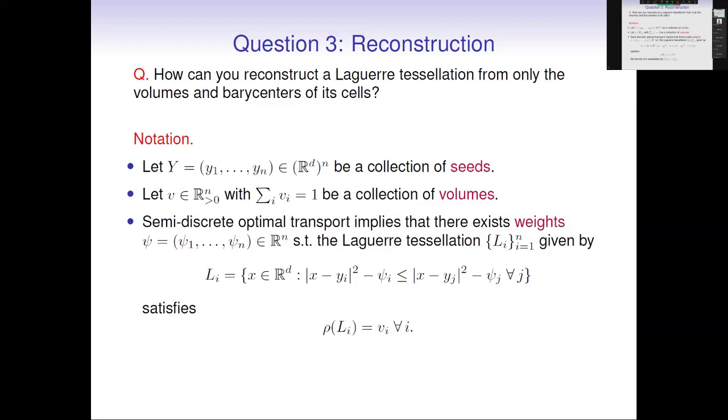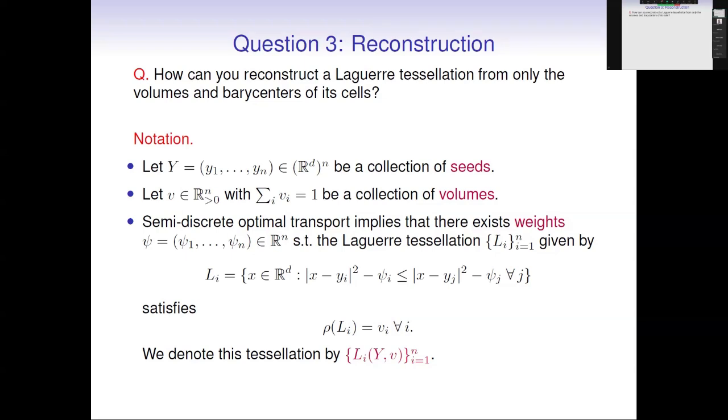So, I'm going to denote, just for the next slide, L_i(Y, v) the Laguerre tessellation. So L_i is the ith cell in the Laguerre tessellation, where the seeds are Y and the cells have volume V_i. You can parameterize them in terms of seeds and weights, or in terms of seeds and volumes, thanks to the semi-discrete transport.